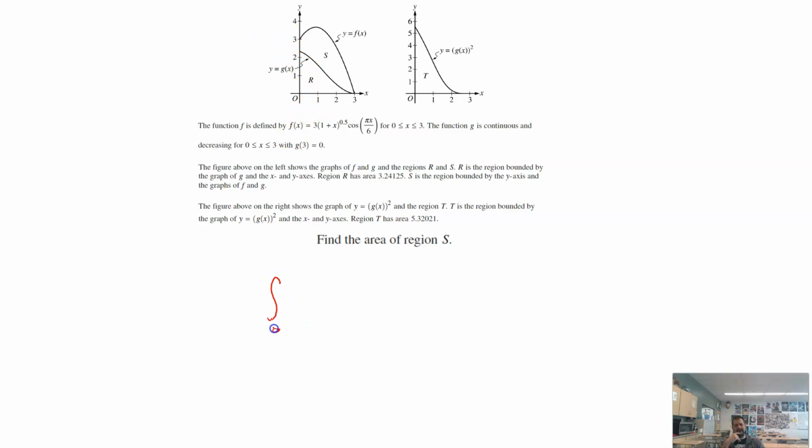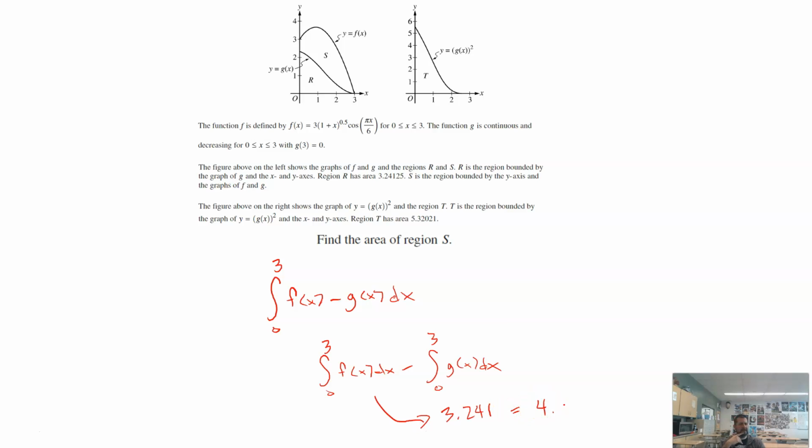So if we look at this, that's going to be the integral from 0 to 3 of f of x minus g of x. The problem here is I know what f of x is, but g of x, I don't know what it is. So what we have to do in this problem is find the area under f of x. Then it tells me in the problem that the area under g of x is 3.241. So I find the area of f of x, and then I subtract off that 3.241. And when I do that, I get 4.919 or 4.920 is actually what it rounds to. So that's your answer for letter A.